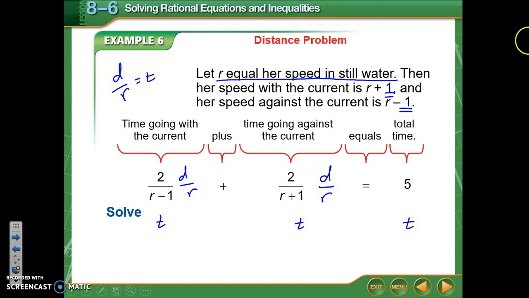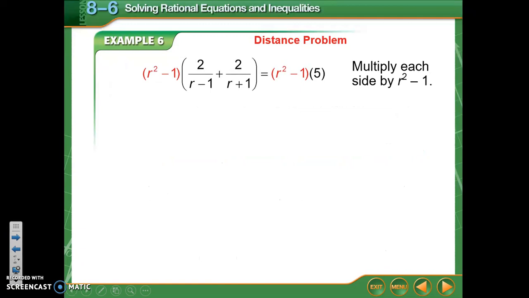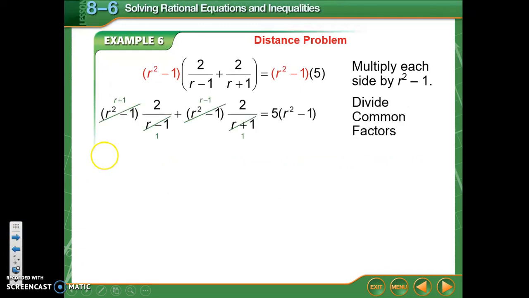So we're going to solve this. Let me erase all of my writing here, sorry, so that you can see what's happening. This is my original equation. My least common denominator will be r minus 1 times r plus 1, which is r squared minus 1. So when I do my canceling, I'm left with r plus 1 times 2 plus r minus 1 times 2 equals 5 times r squared minus 1.